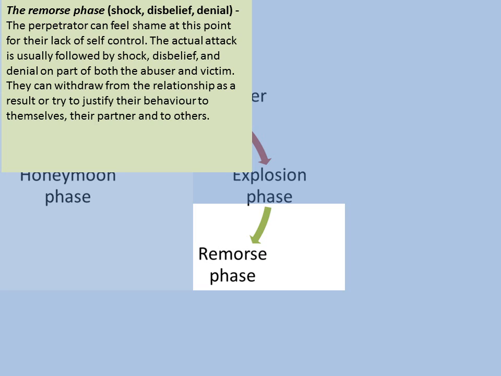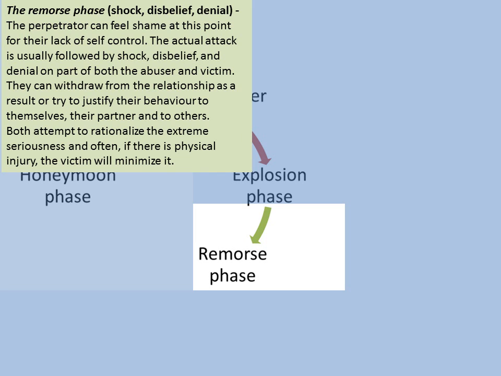And they might actually choose to withdraw from a relationship, either party, or try to justify it to themselves or to their partner, sort of saying, well, here's how it happened, here's why it happened. It wasn't that bad, really. They basically try to rationalise how serious it was. If there's physical injury, the victim tries to minimise it. Does that make sense? Again, I'm seeing people nodding their heads.